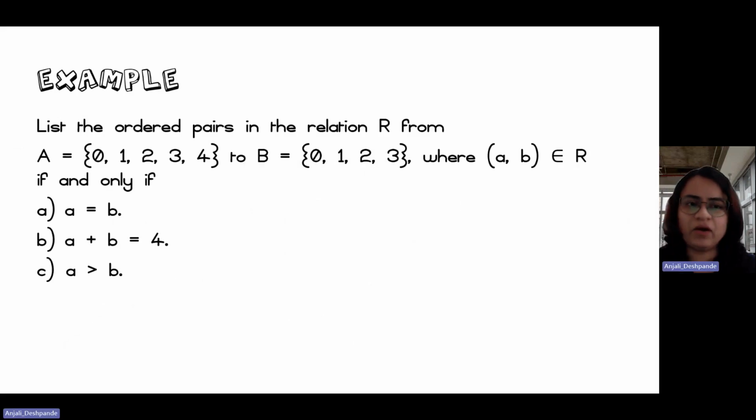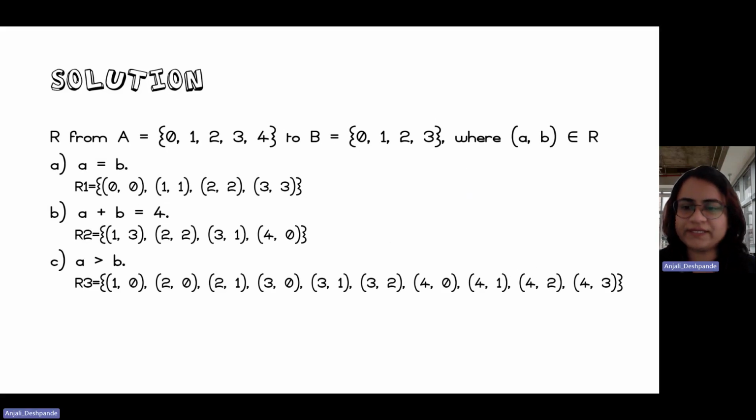Now, list the ordered pairs in the relation R from A = {0, 1, 2, 3, 4} to B = {0, 1, 2, 3}, where the following properties are satisfied. Take a moment and try to solve these questions before moving on to the solution. This is the solution for the previous question.